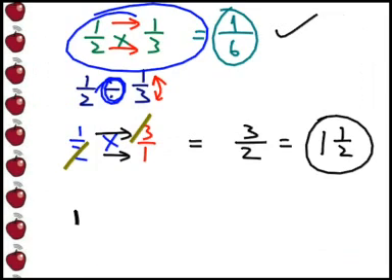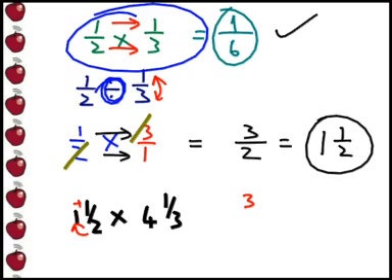So in other words, if you are given 1.5 multiplied, for instance, by 4 and a third, first of all, make those two mixed numbers into improper fractions by multiplying the 2 and the 1 there, and then adding that 1. So 2 times 1 is 2, 2 plus 1 gives me 3 over 2, and we do the same for 4 and a third.